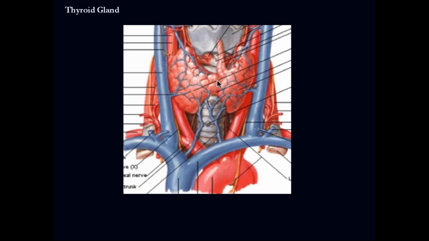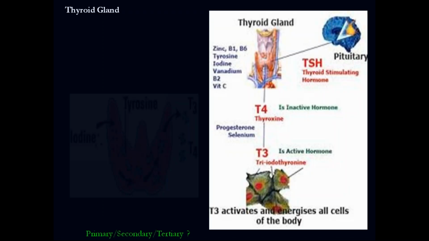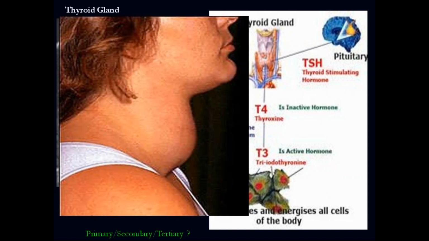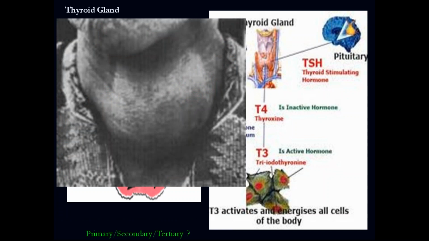Here we have the relationship of the thyroid gland with different organs. You can see different structures and the blood supply. This is an endocrine gland. Here let's talk about what we call goiter.